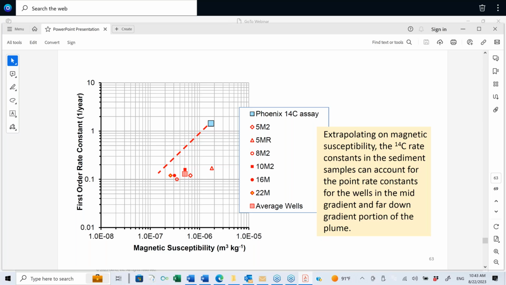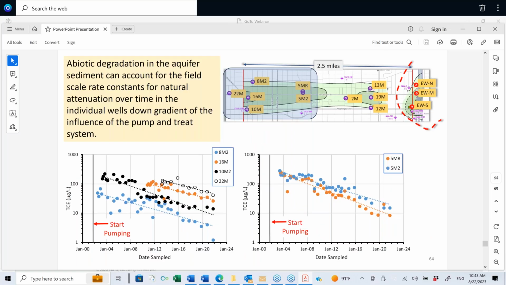But anyway, we can easily explain and say that, well, there is a process operating in this aquifer that's consuming that TCE, and it does it fast enough that we can justify those degradation rate constants as being a product of an abiotic transformation mechanism. So that's my bottom line. For those 6 wells, abiotic degradation mechanisms can explain the point rate constants over time in the long-term monitoring record.